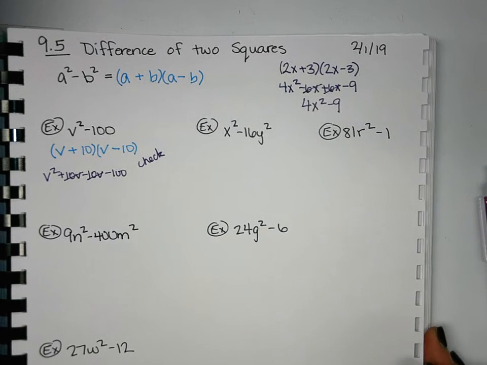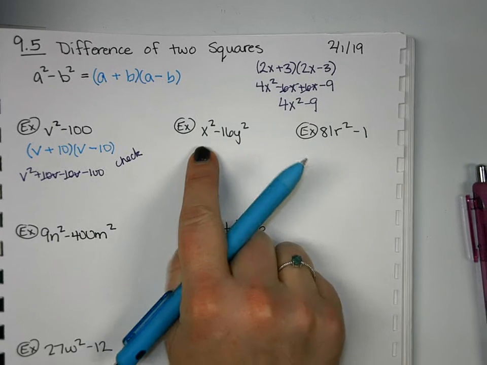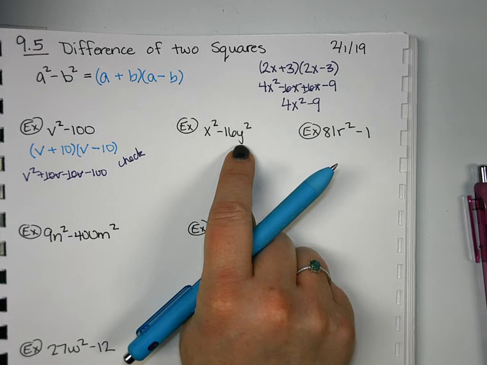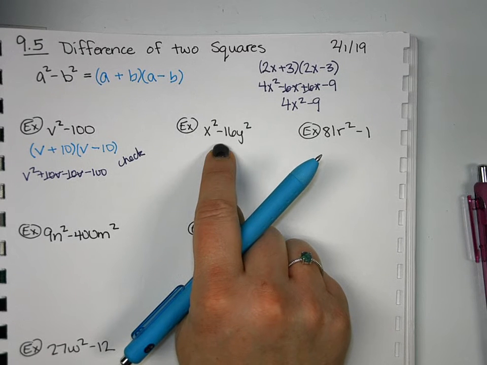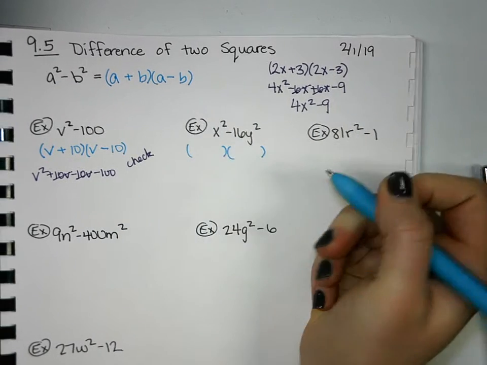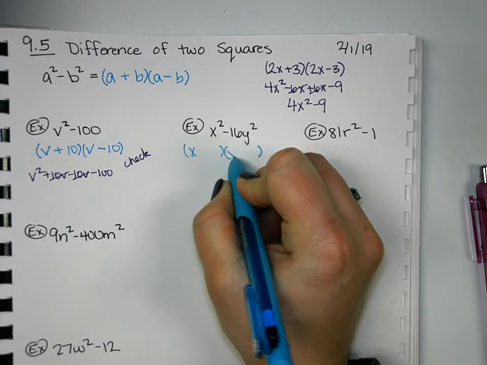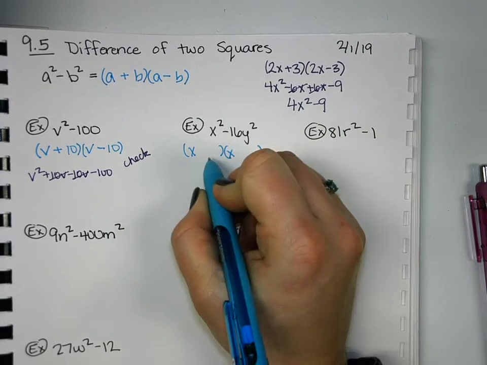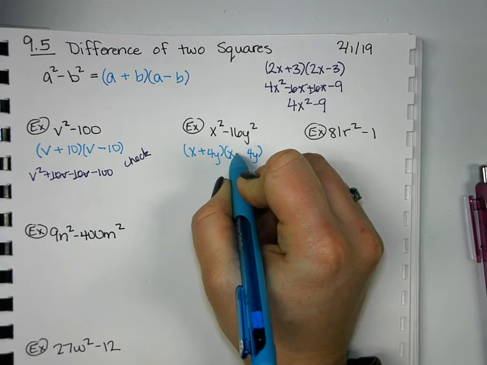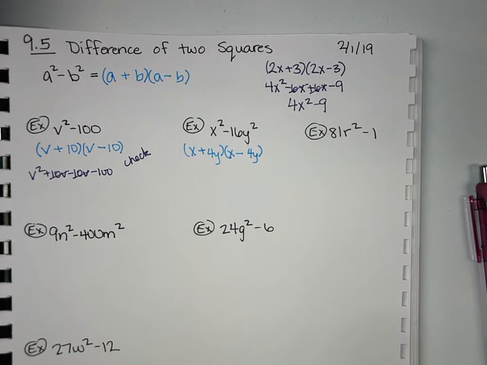What about the middle one? X squared minus 16y squared. So start with the questions. Are these perfect squares? Are they being subtracted? Yes. So then we write our double parentheses. What's the square root of x squared? What's the square root of 16y squared? 4y. Put a plus and a minus. Again, you can always check it.